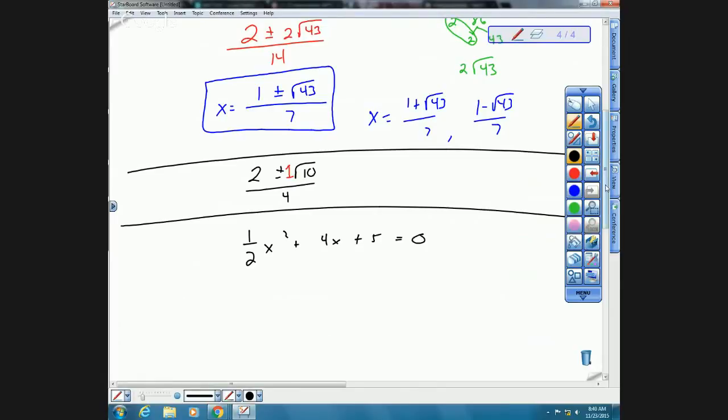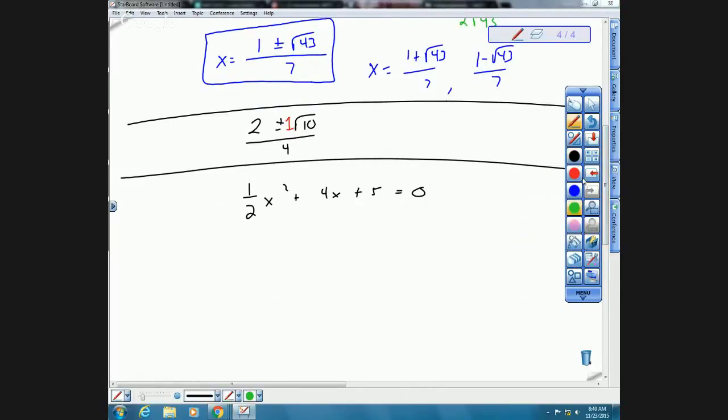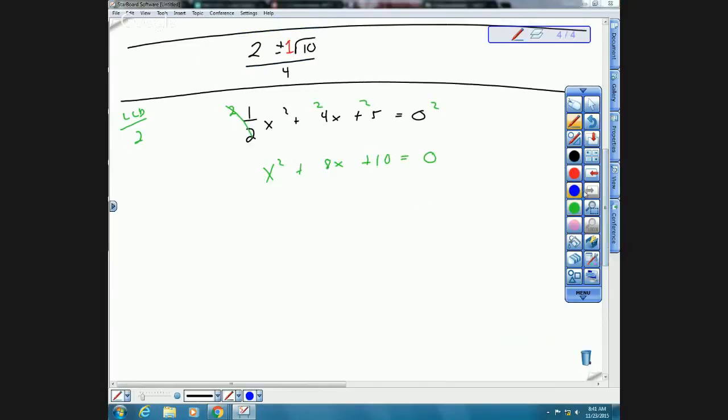Because what do you do when you don't want to deal with a fraction? Multiply by the denominator or the LCD to make them all cancel out. So my LCD here is 2 because there's only one of them. Just multiply everything in here by 2. So these cancel out and I get x squared. That becomes 8x. That becomes 10 and that becomes 0. So now just like normal and I don't have to deal with a fraction.